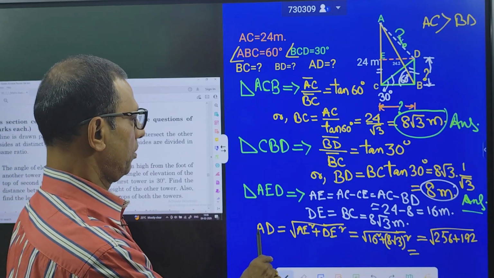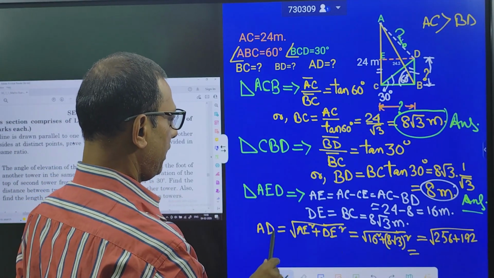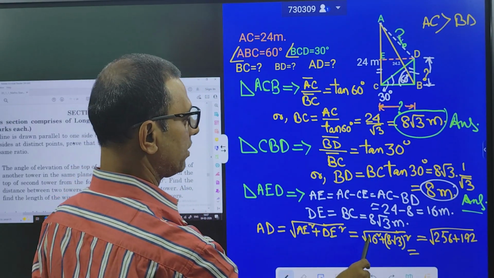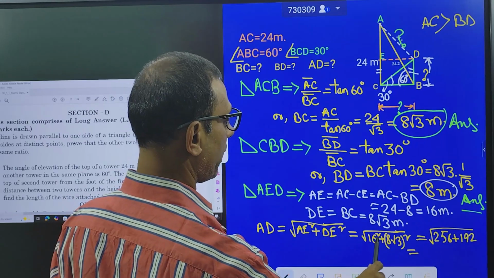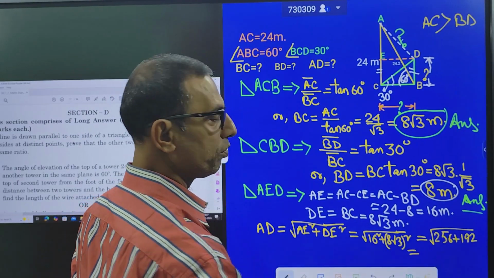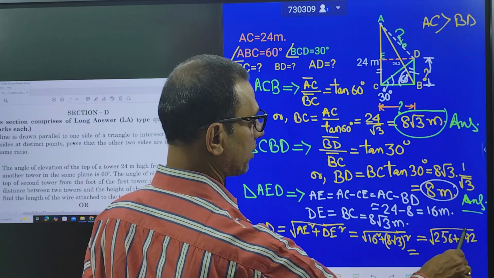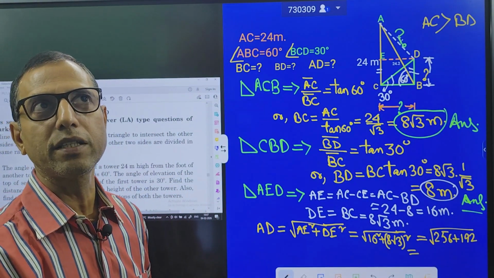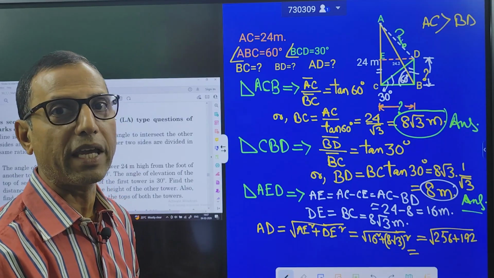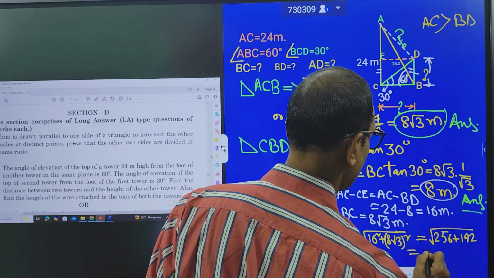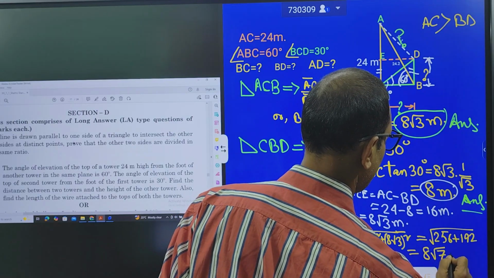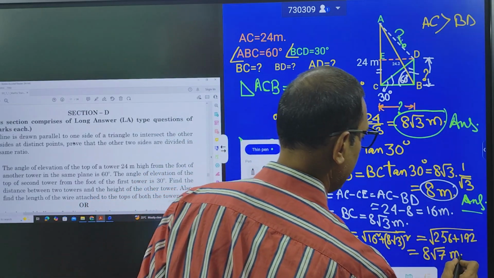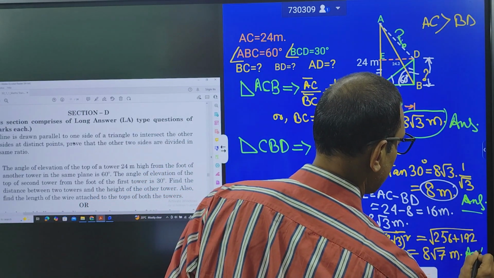So from triangle AED, AD equals root over AE square plus DE square, by the Pythagoras theorem. AD square equals 16 square plus 8 root 3 whole square. If you calculate it, it will come 256 plus 192, that means 448. If you take the root, 64 into 7, that means 8 root 7. That will be the answer for the length of AD. This is another answer.